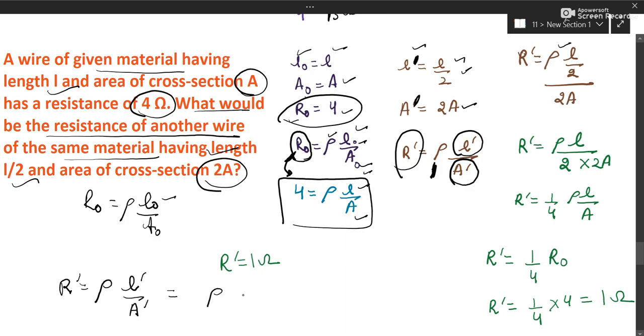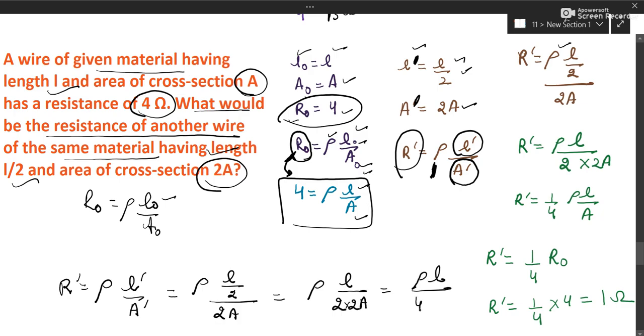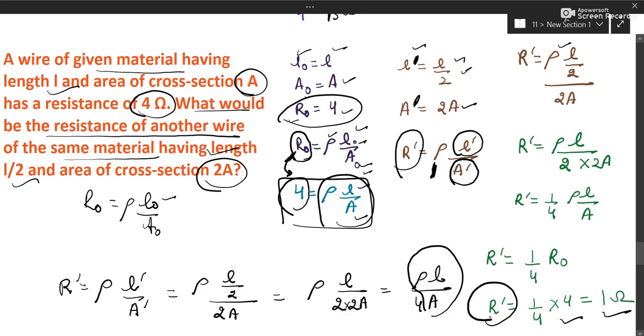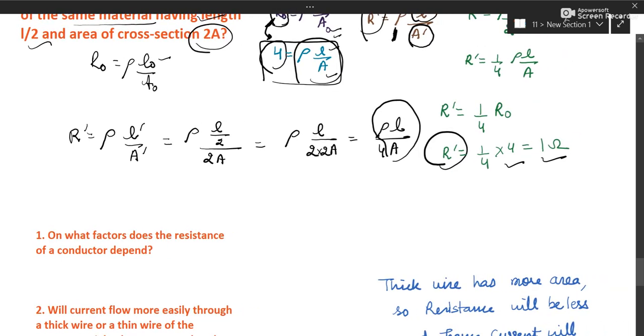Okay, what is my new length? It is L by 2. So you can see I am keeping rho as it is. Length is L by 2 and area is 2A. Use mathematics properly. L by 2 and 2A. So it is rho L by 4A. And rho L by A's value we have as 4 ohm, original resistance. So 4 by 4 will give you 1 ohm. So this is my new resistance. This is an important question.